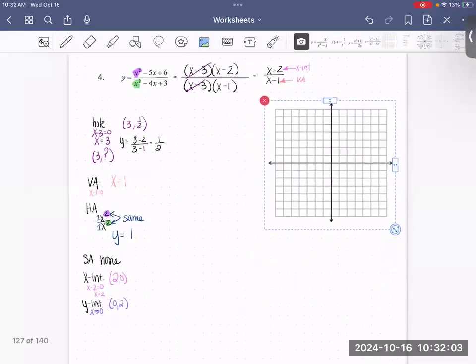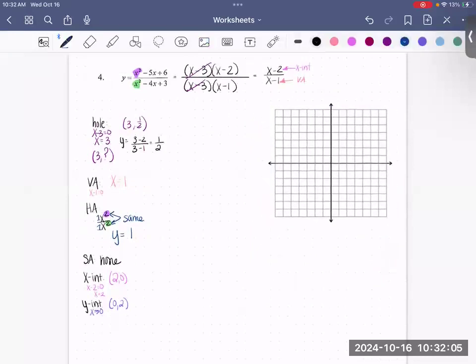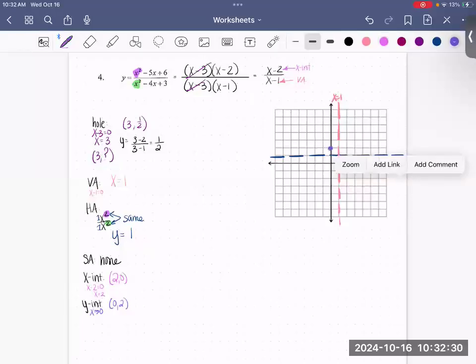So your graph I'll put over here. So let's go ahead and graph our special features. We have asymptotes. There we go. So this is at x is equal to 1. We have an x-intercept at 2 right here. We have a y-intercept at 0, 2, so up here.